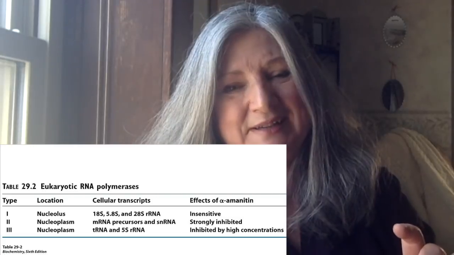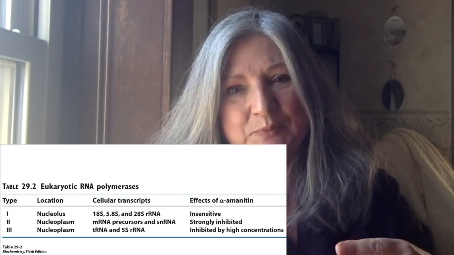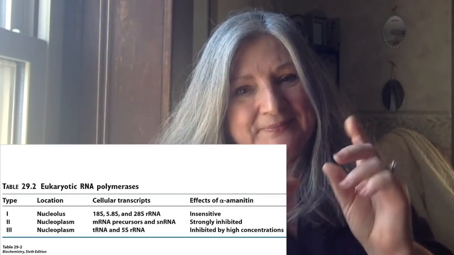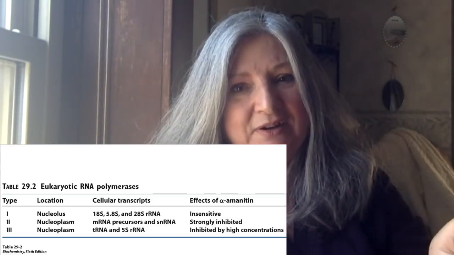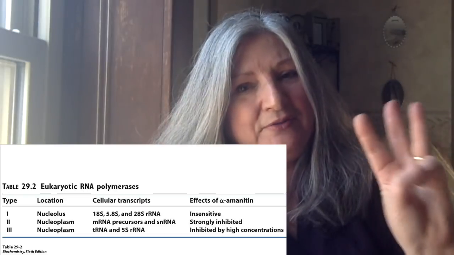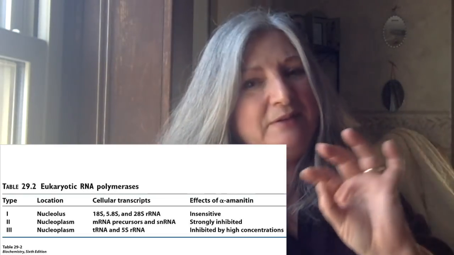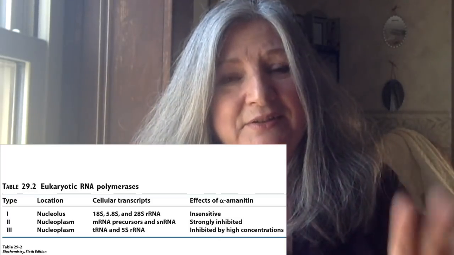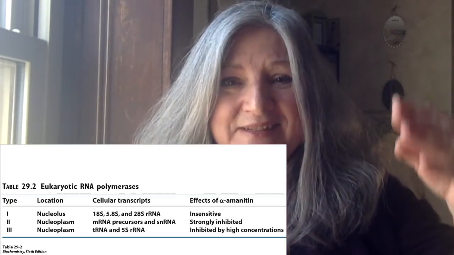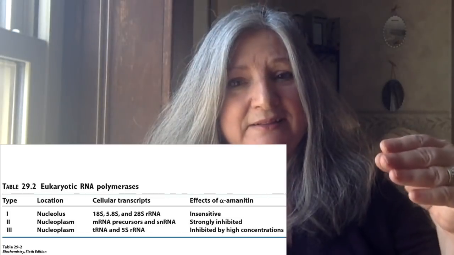And these 3 polymerases have different sensitivities to this poison. For instance, Pol-1, not very sensitive at all. Pol-2, strongly inhibited. And Pol-3, that's inhibited, but you have to throw a lot of alpha-amanitin at it to inhibit it.